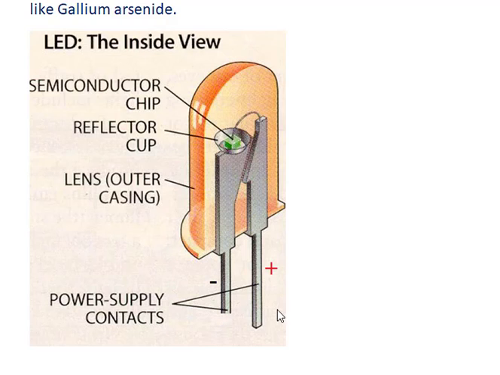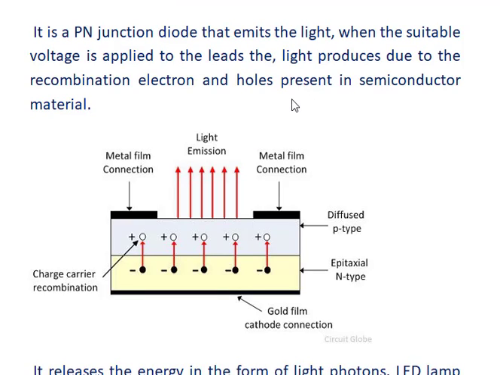A DC voltage is applied. A positive DC voltage is applied to the anode, and the negative DC voltage is applied to the cathode. The LED is made up of P-type material and N-type material. It is just like a PN junction diode. In a PN junction diode, germanium or silicon is used to construct it.